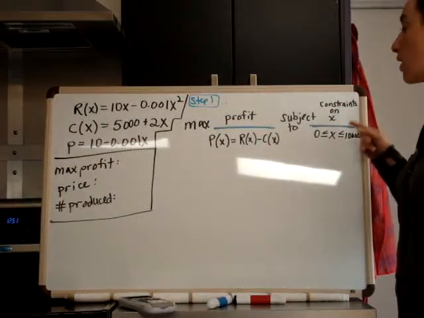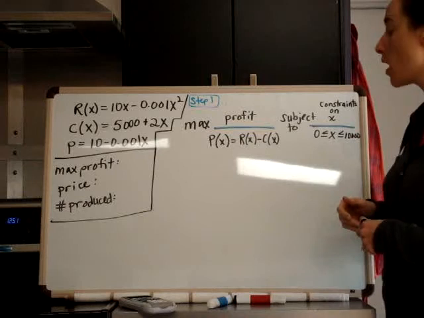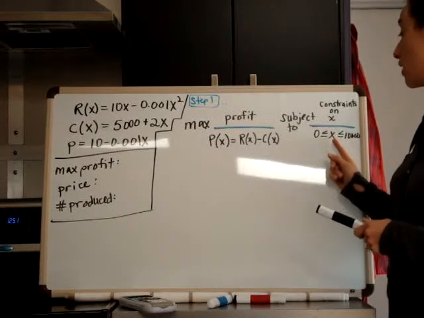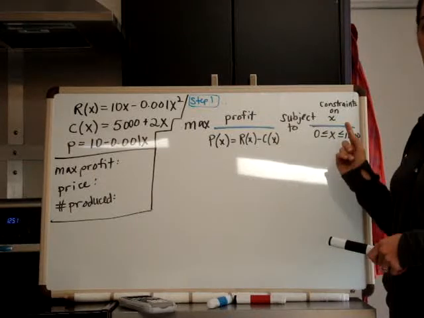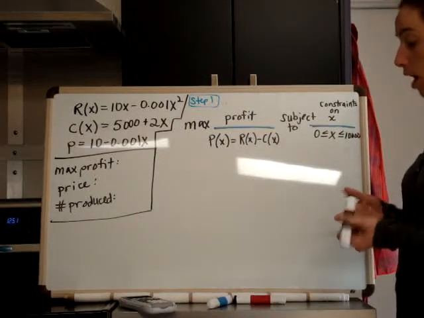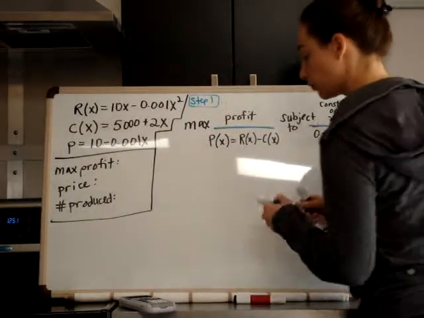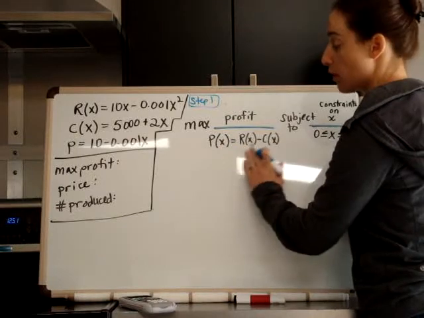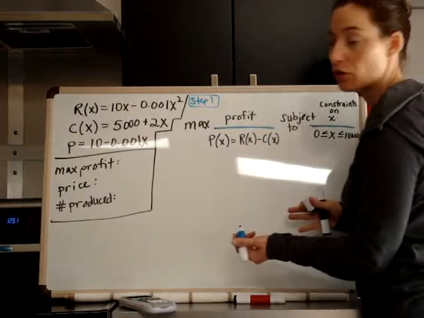And we found our constraints on x in the previous problem. So we know that the number of markers that are made and sold has to be between 0 and 10,000. Those are going to be the endpoints on my sign chart later. So we're ready to start step 2, which will be to find the marginal profit, take the derivative of the profit, and find our critical values.